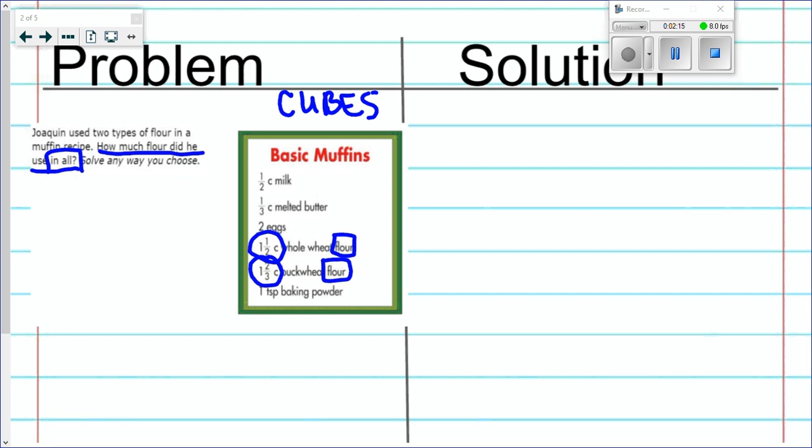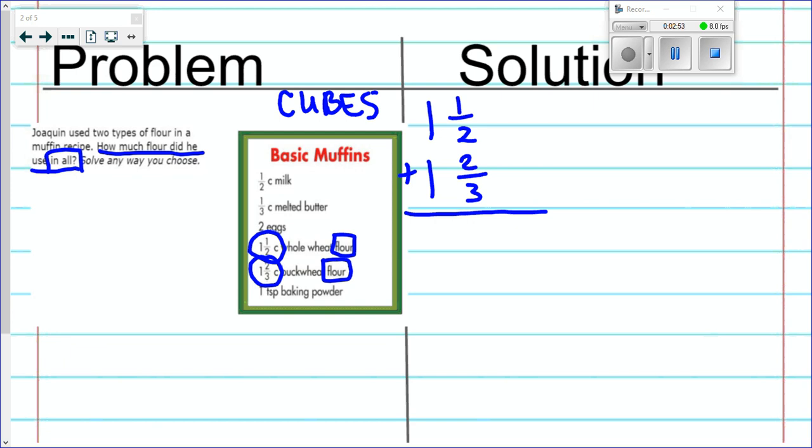All right, now that you've worked your problem, let's go through and talk about what strategy we would use. Since it's asking how much flour did he use in all, I realize that this is an addition problem with fractions and actually with mixed numbers. So the problem that we're going to work is 1 1/2 cups of flour, and then we're adding that with 1 2/3 cups of flour. Well, the first thing I notice is that I do not have a common denominator, and I need to do that before I can move forward with this problem.